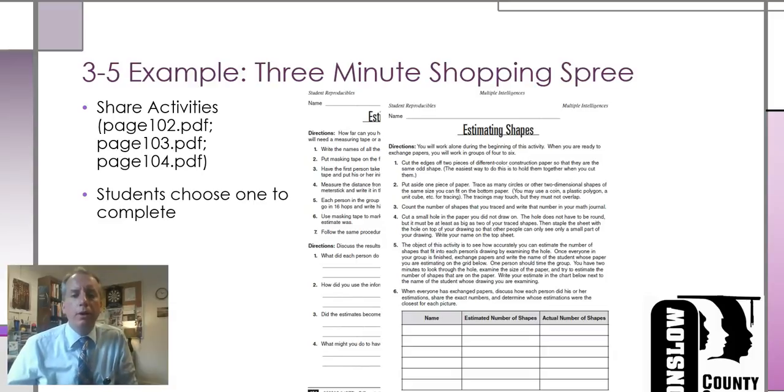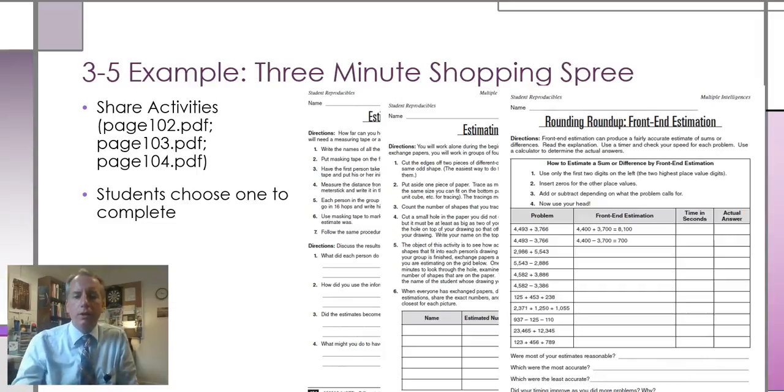Another one would be looking at estimating shapes, right? So they're going to start by themselves, and then they're going to exchange papers with a group of people, like 4 to 6 people. They're going to cut the edges off the paper. You can look at the directions here, right? And they're going to think about the number of shapes they trace. They're going to do all these pieces, right? And think about how many different ones did they get. And then finally, the one that we started with on this one, which was front-end estimation.